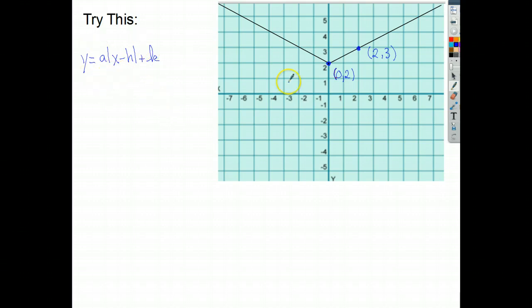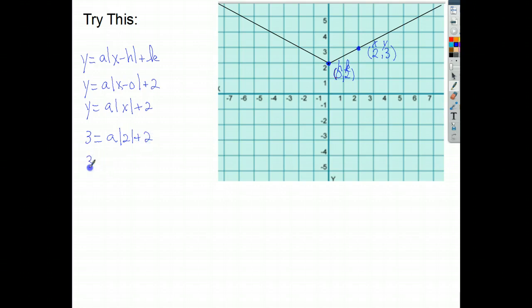Step 2 was to plug in h and k. Well, this is h and this is k. So we plug that into our equation. It's x minus 0, and it's a positive 2, so it's plus 2. Simplifying inside the absolute value, x minus 0 is just x. So when there's no number after x inside, then the number is really 0. Okay, plug in x and y from the other point that we're given. So the y value is 3 from that ordered pair. The x value is 2.